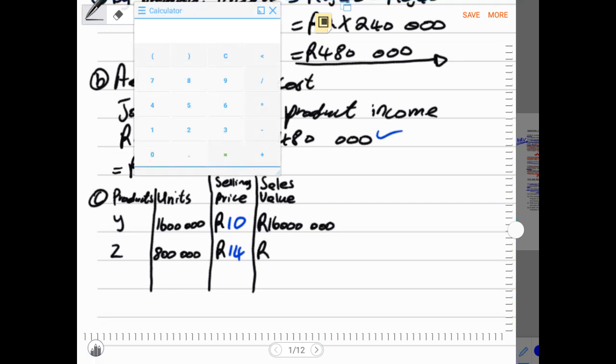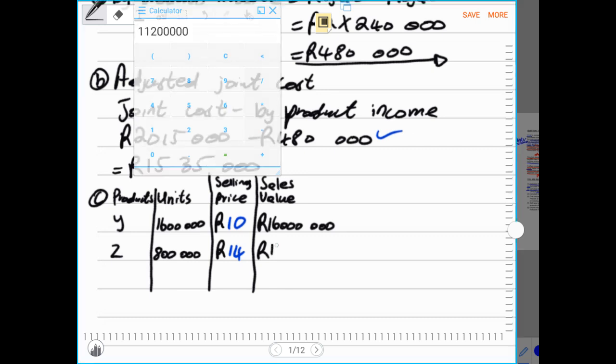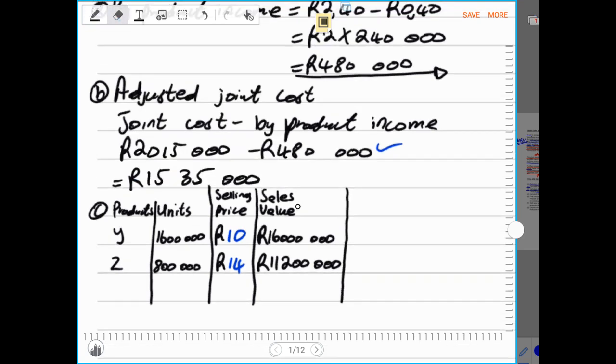Then after, we say 800,000 units that were manufactured, we multiply this by 14, and this will give us 11,200,000 rands. And this is our hypothetical sales value, or this is our market sales value. At least there is enough space.